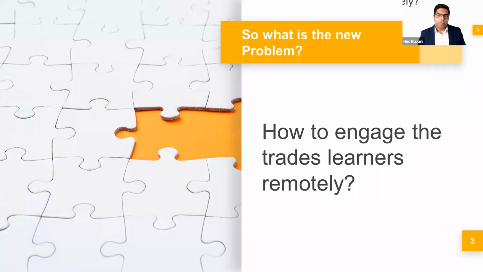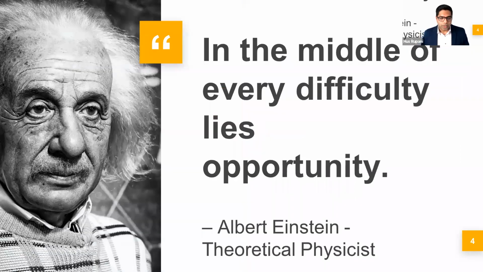As Ron mentioned, type 3 and type 4 is what we're talking about here. The trades area, where virtual classes or remote classes are very hard to adapt very quickly. There is a lot of preparation in place, which you've seen in what Shannon's shown. And he must have put years and years of preparation into making something like that happen. But how do we make it happen with what we have right now? That's the challenge we're facing. And according to Albert Einstein, in the middle of every difficulty lies opportunity.